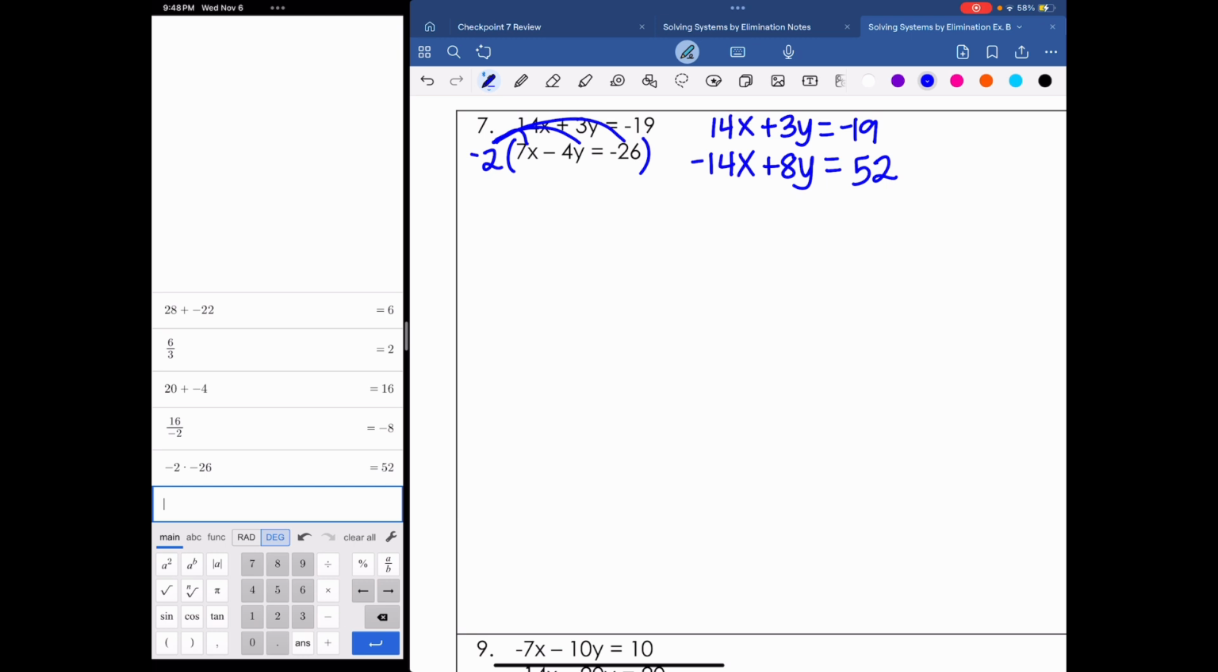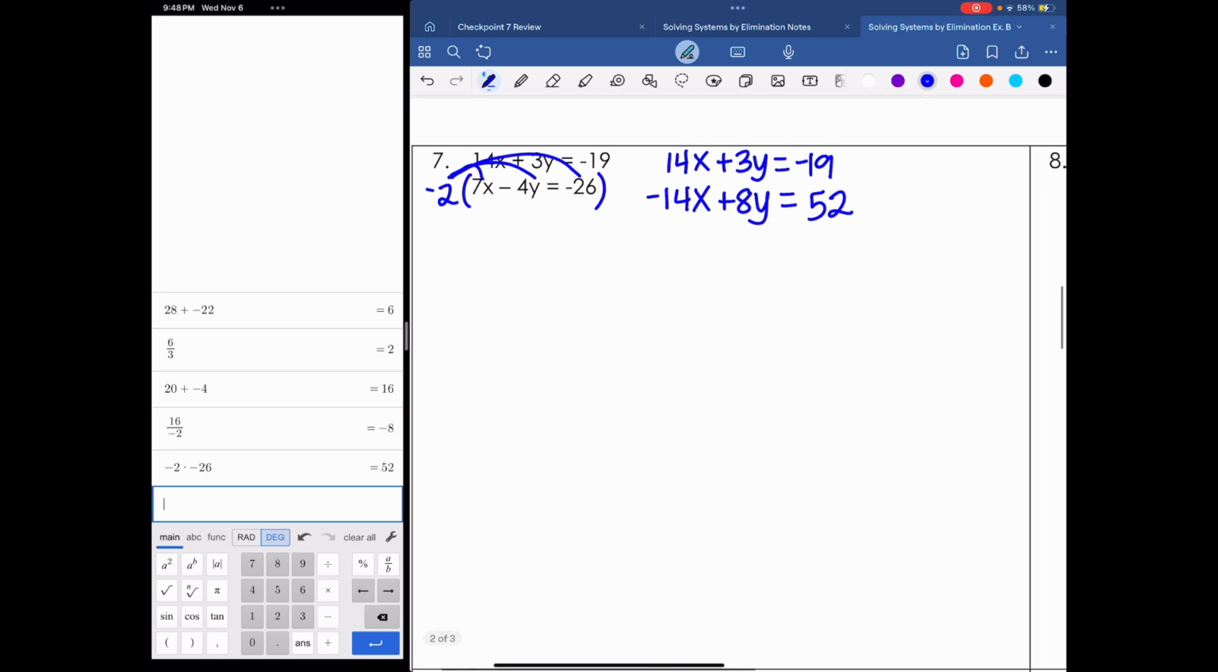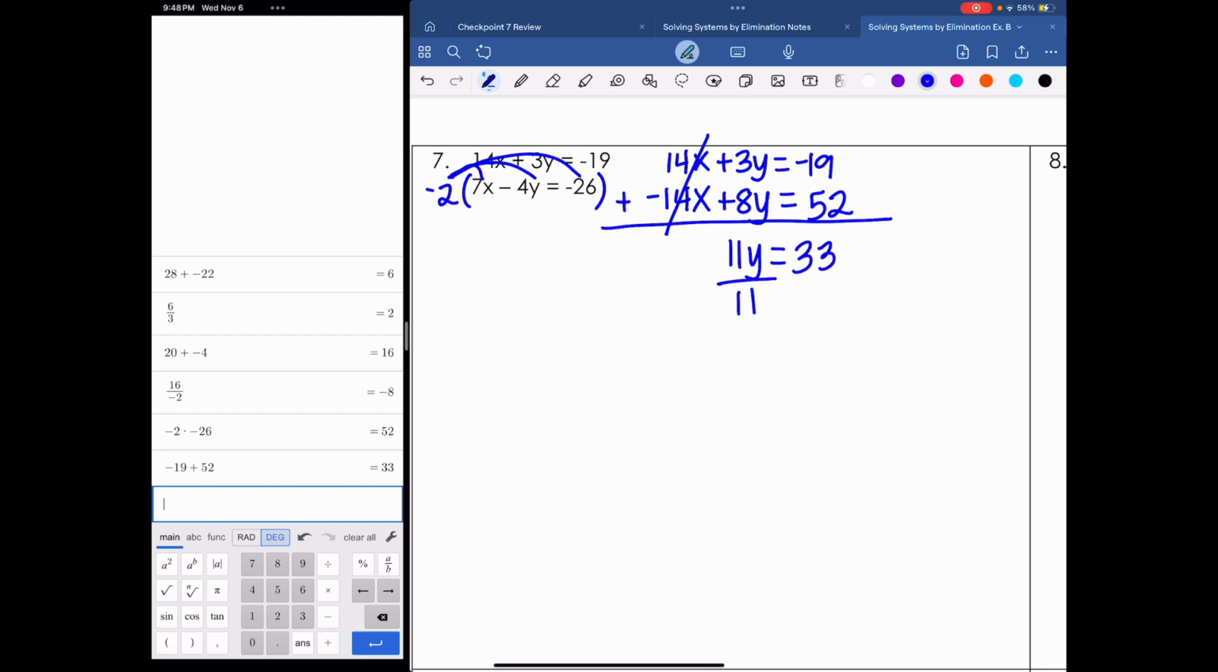So now that we have created opposite coefficients, we can go ahead and add our equations together. So 14x plus -14x cancels out. 3y plus 8y is 11y. And this equals -19 plus 52. And I end up with 33. Our next step is to divide both sides by 11, and I end up with y equals 3.